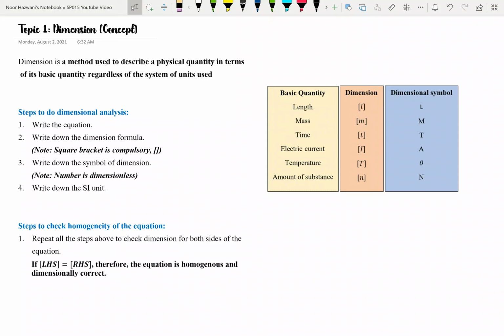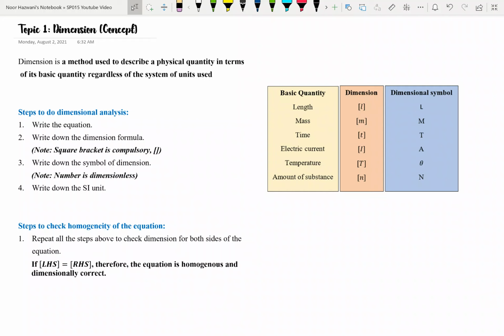Hello semua. So dalam video ni we are going to discuss about dimensions. What is dimensions and how we're going to do dimensional analysis and how to check homogeneity of the equations. Okay, kita cerita dulu what is dimension, what is the definition of dimension itself.